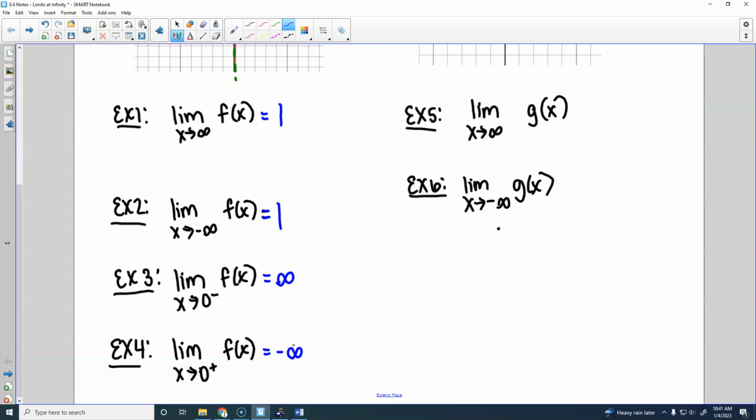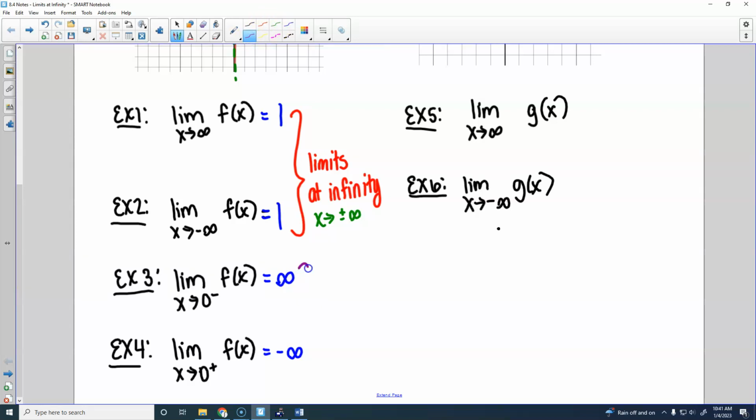Now, 1 and 2, this is what we're going to be focusing on mostly today. These are limits at infinity. And that is where x approaches positive or negative infinity. So what we're going to be mostly focusing on today are those limits at the ends of the graph. As far right as you can go, as far left as you can go. That's what we're looking at today.